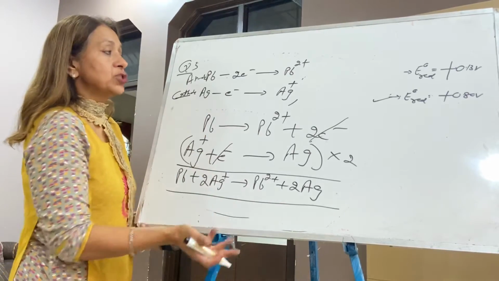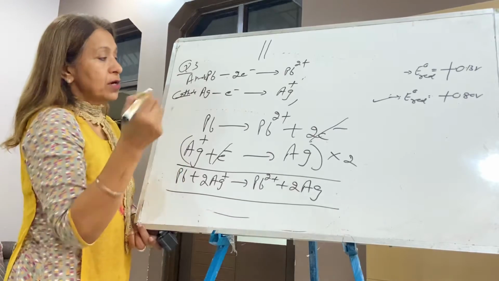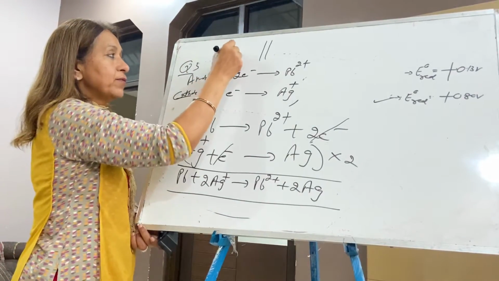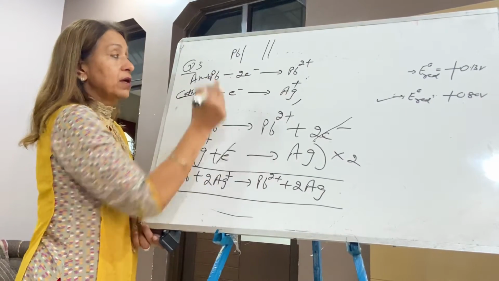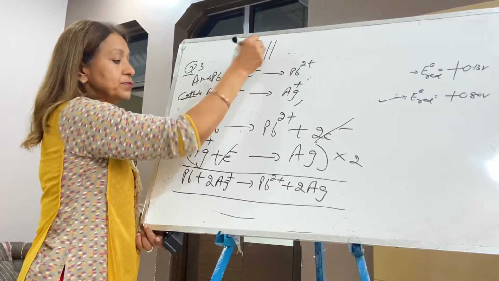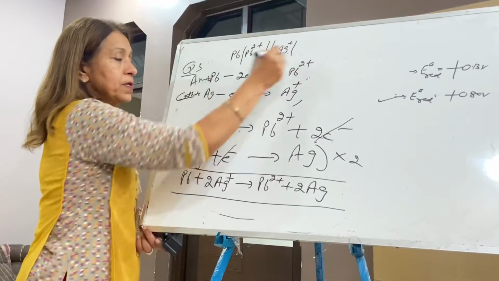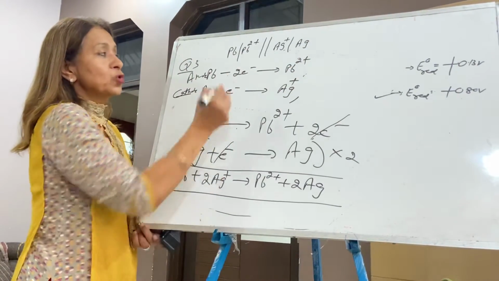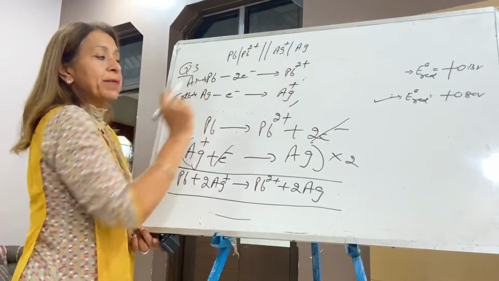Cell representation: double line for the salt bridge. Right side is cathode, left side is anode. It is lead, single line, lead 2+. Next, silver+, single line, silver. This is the cell representation. You may write solid, aqueous, solid, 1 M, 1 M also.